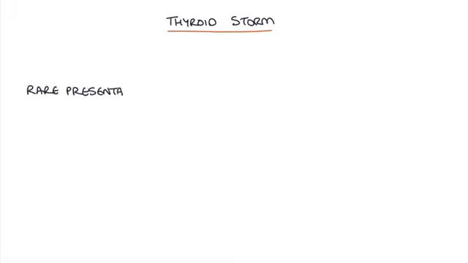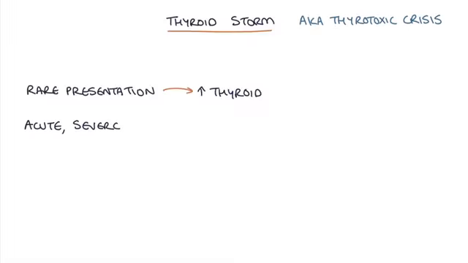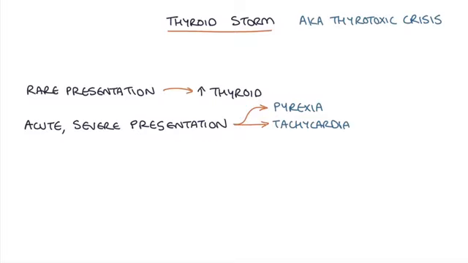Next, let's talk about a concept called thyroid storm. Thyroid storm is a rare presentation of hypothyroidism, and it's also known as thyrotoxic crisis. This is where there's a more acute, severe presentation of the hypothyroidism, where the patient will get pyrexia, tachycardia, and may have a delirium as well.